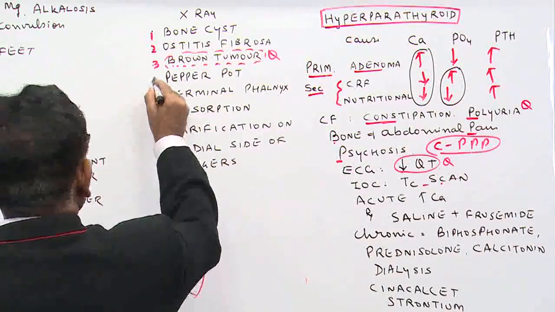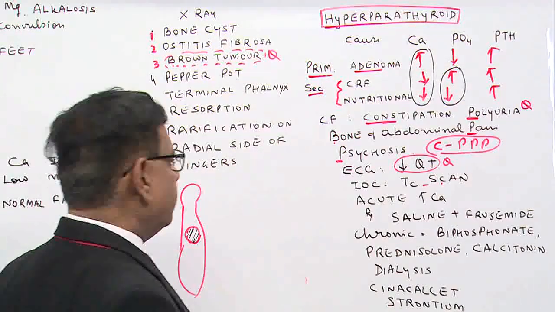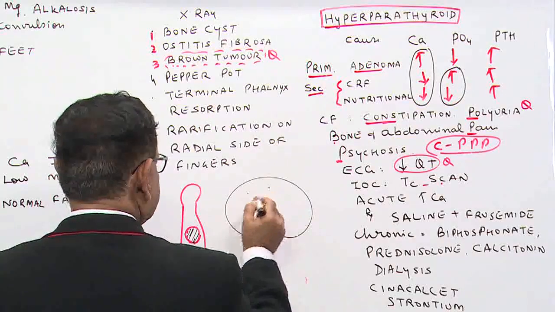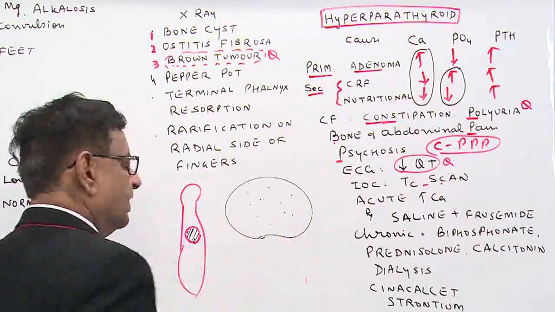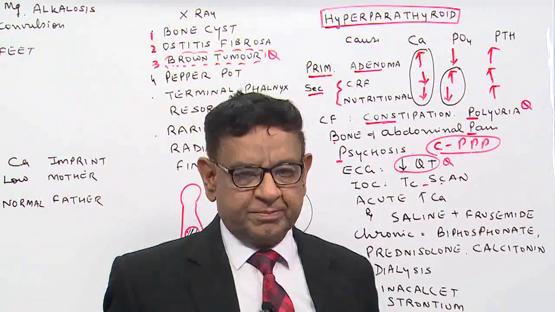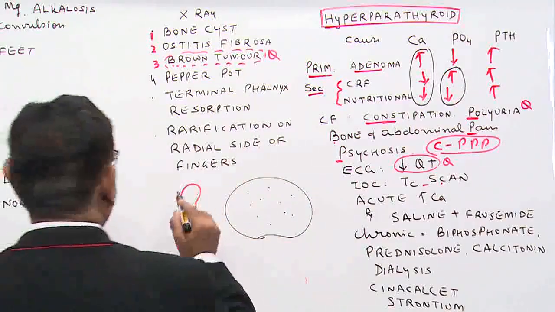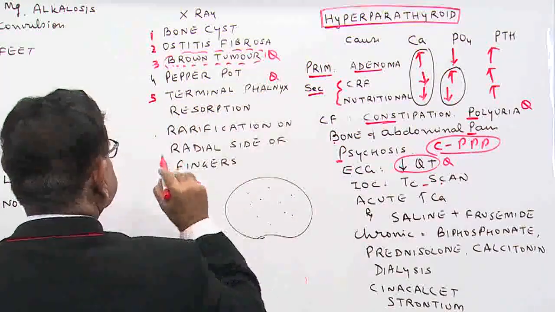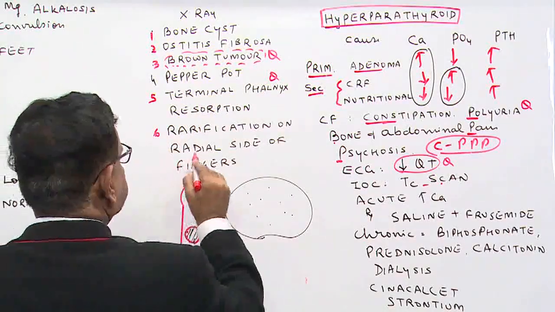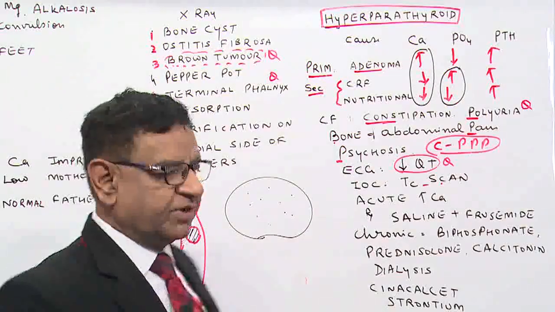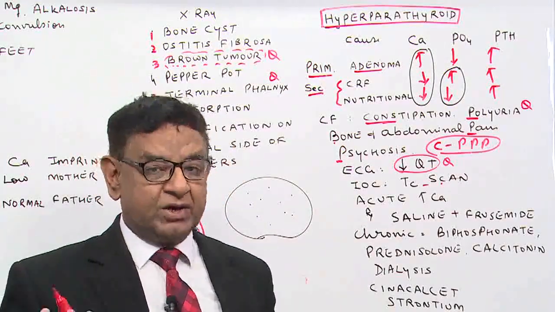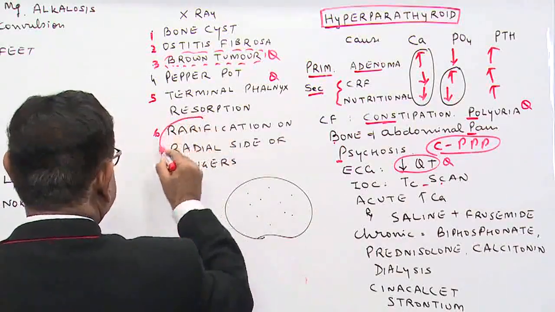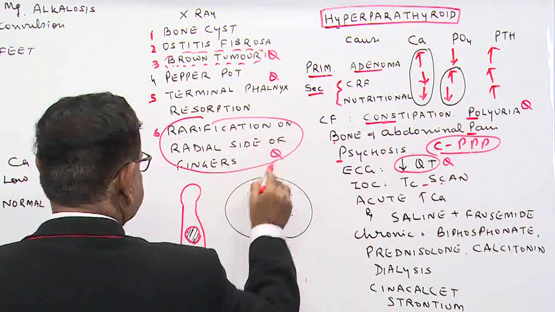Then on X-ray of the skull, you get a pepper pot appearance. Suppose this is the skull X-ray, so you get multiple dots, what we call pepper pot appearance. Again, a very frequently asked question. You also get resorption of the terminal phalanx and, of course, rarefaction on the radial side of the finger. This is virtually diagnostic of hyperparathyroid. This is the most important finding.